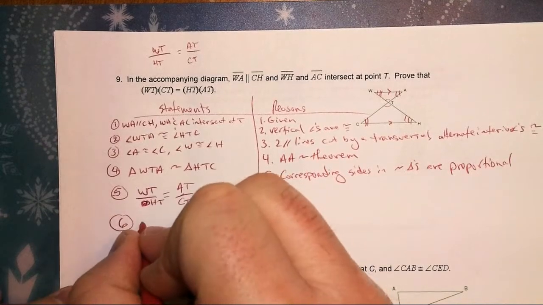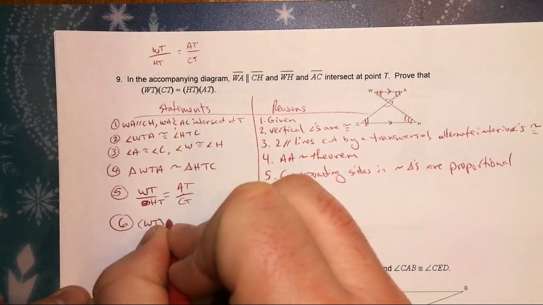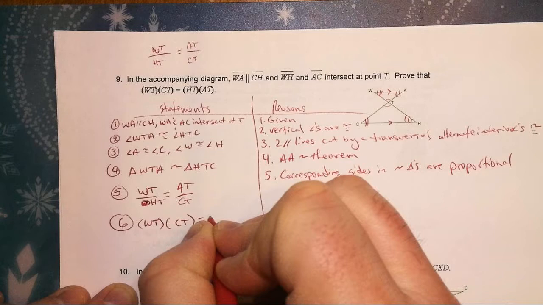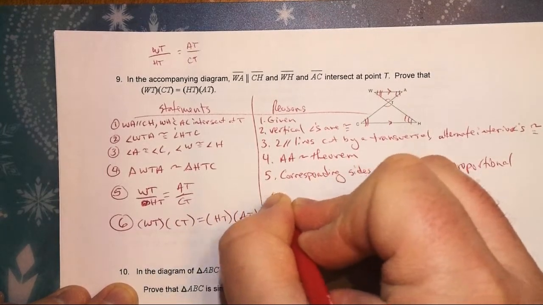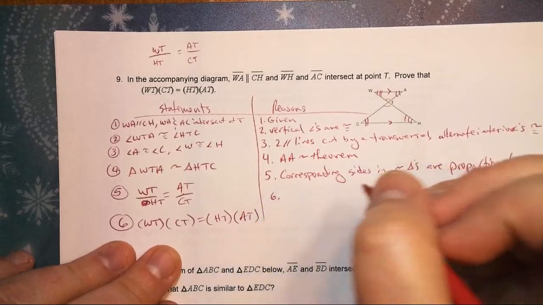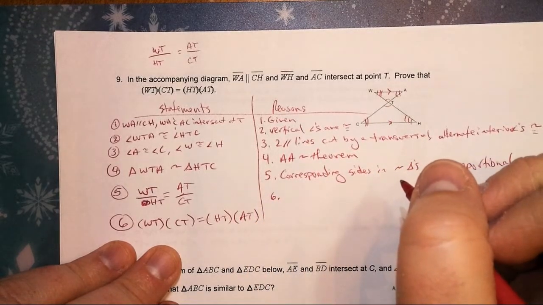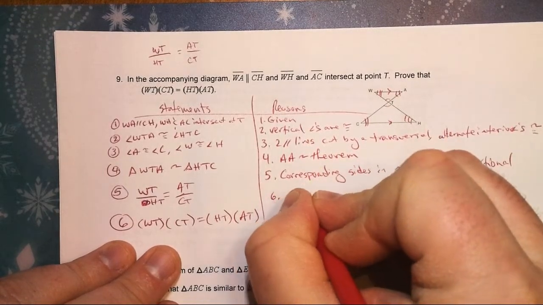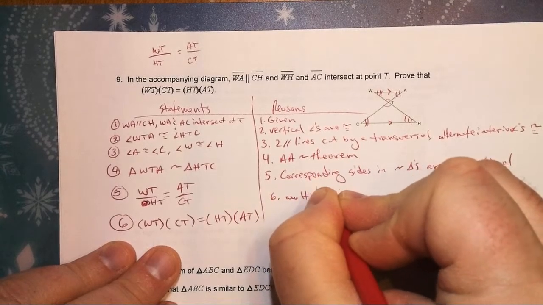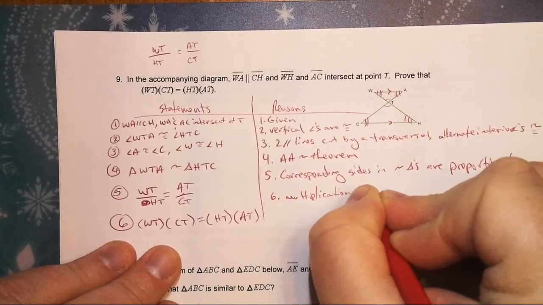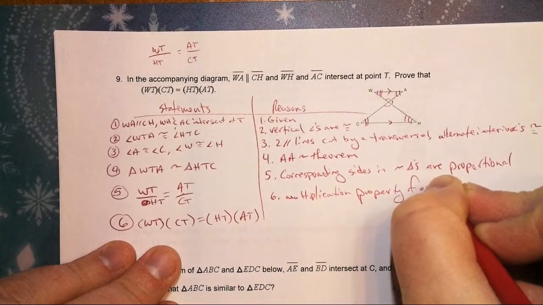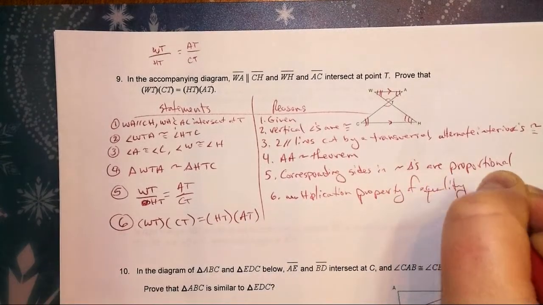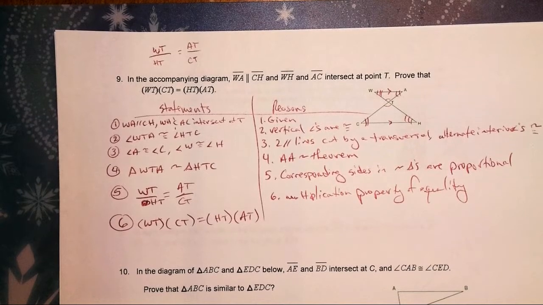And then 6 is going to be our proof statement. WT times CT equals HT times AT. And then this is just going to be the multiplication property of equality. And that's it. Okay.